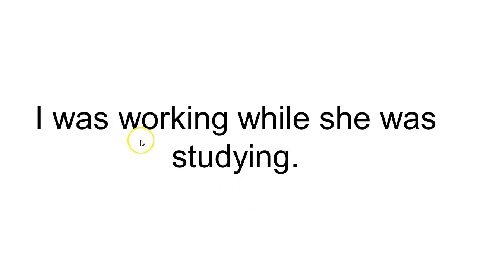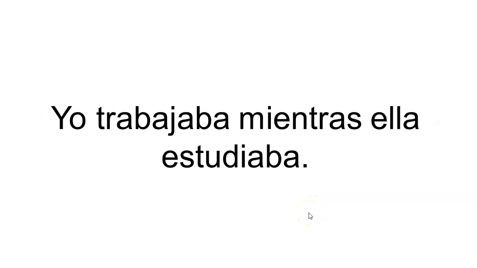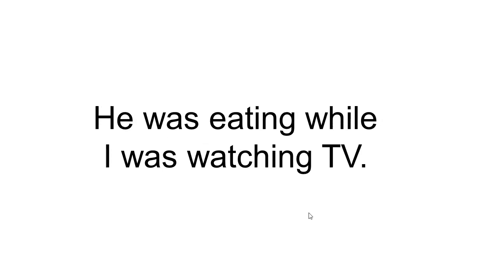Here's a different example. I was working while she was studying. How would you say I was working while she was studying? Use mientras for while. Put it all together. So it's imperfect, imperfect. Two verbs in the imperfect connected with mientras. Yo trabajaba mientras ella estudiaba. I was working while she was studying. Yo trabajaba mientras ella estudiaba.